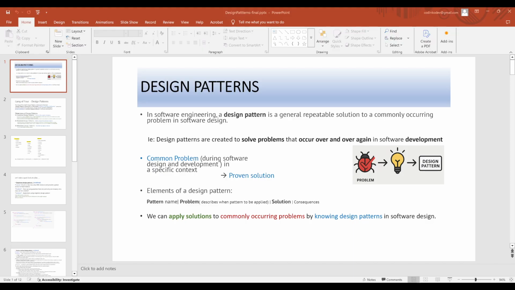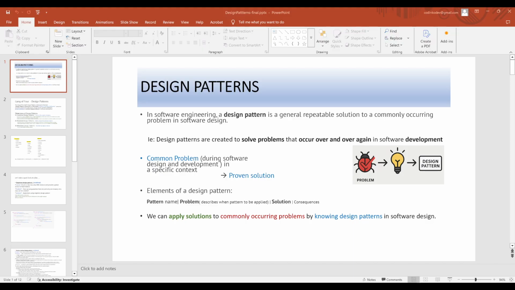There are multiple ways of doing it. Rather, this is a commonly occurring problem, and to solve this particular commonly occurring problem, there exists a design pattern called Singleton design pattern. Okay, so it's a ready-made solution to a repeated design problem. Similarly, there are multiple design patterns which are actually the solutions that you can apply to the commonly occurring problems in software design.